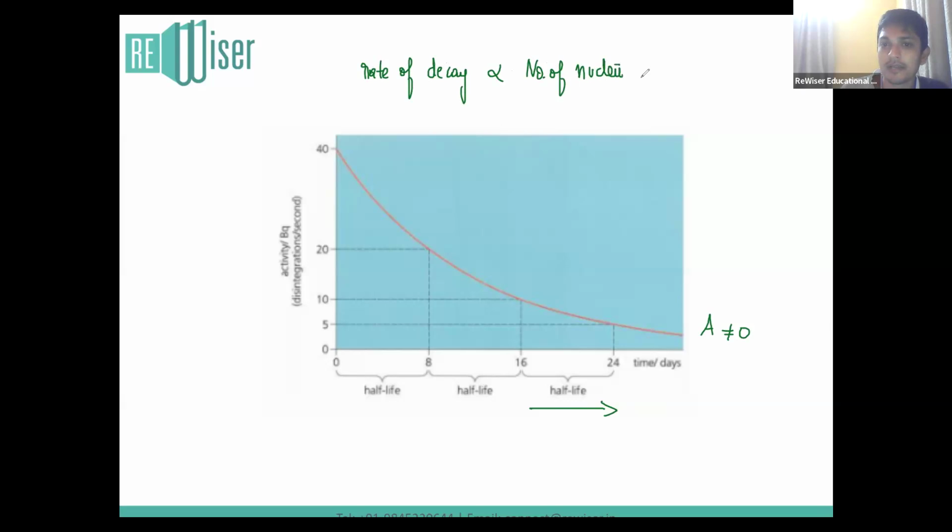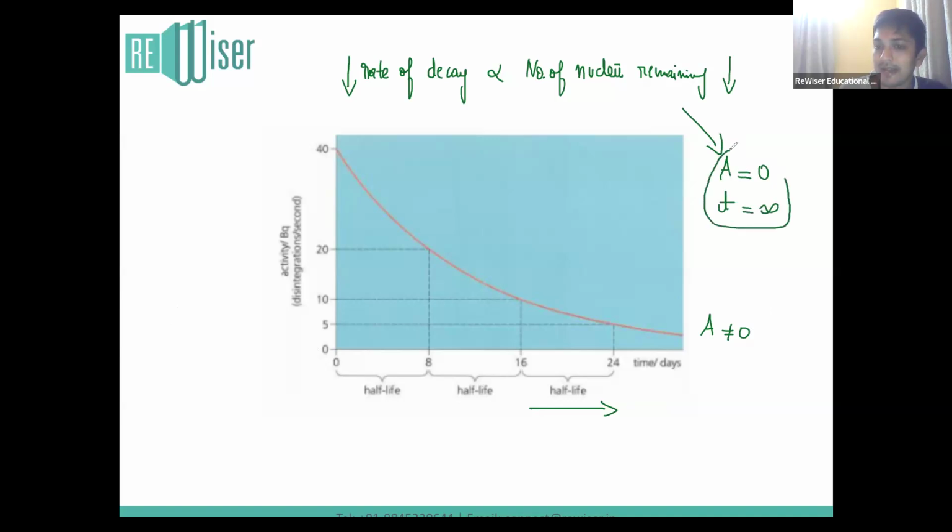So what it tells us is, basically, as the number of nuclei remaining reduces and reduces, obviously, because most of it will get decayed, the rate at which they decay will also reduce. This basically means that activity or the number of nuclei remaining will become zero only at infinity. Practically, there will never be a time where activity will finally become zero. But there is a finite amount of time by which the amount of activity always reduces to half of its previous value.